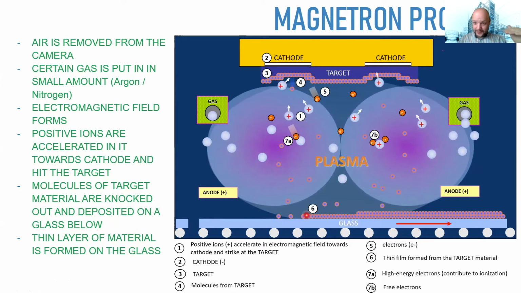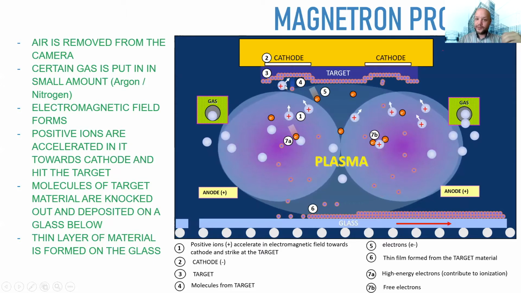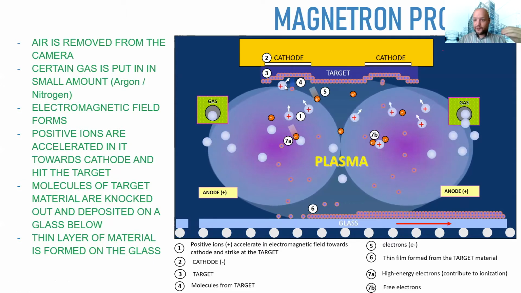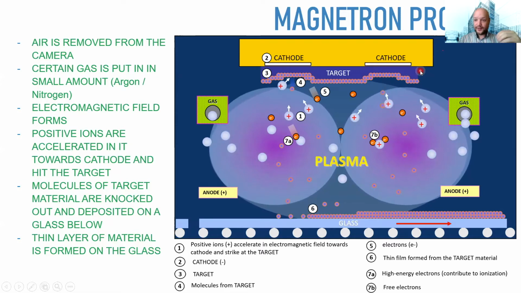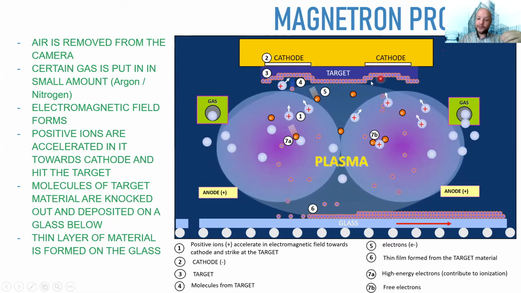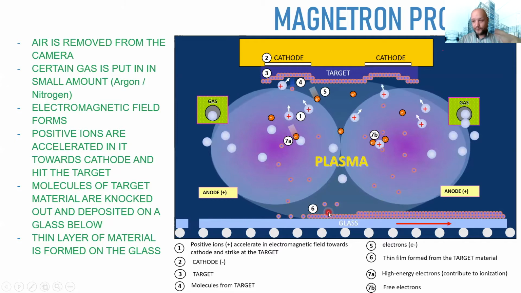Actually, quite a lot can be told about the process. But for example, if you need to deposit silicon nitride, then you put a silica target on top and you put nitrogen gas. So in the process of moving to the glass, you get nitride of silica, again forming a special layer.